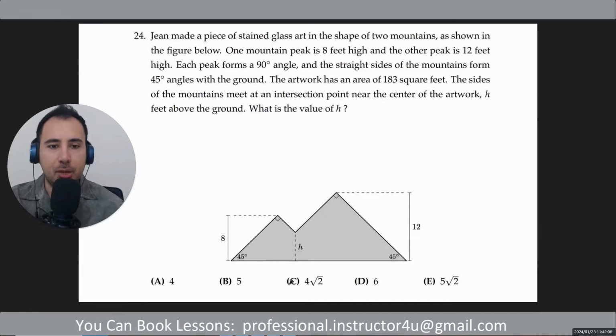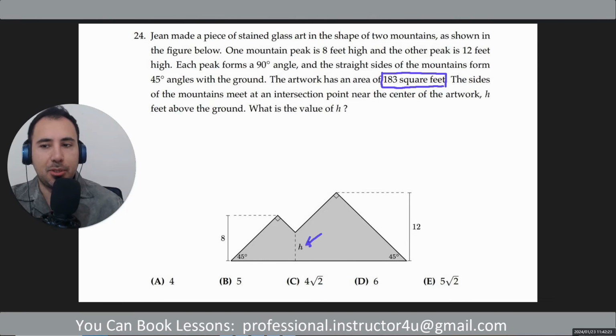Now, where should we start? We have all this information, all these numbers. I would say the best place to start is focusing on this 183. So we have the total area, and they're asking for h. You could also think backward: if I had h, would I be able to find the total area? Is there a formula for finding the area of mountains? Of course not. So that means we need to come up with ways to turn this shape into our familiar geometric shapes.